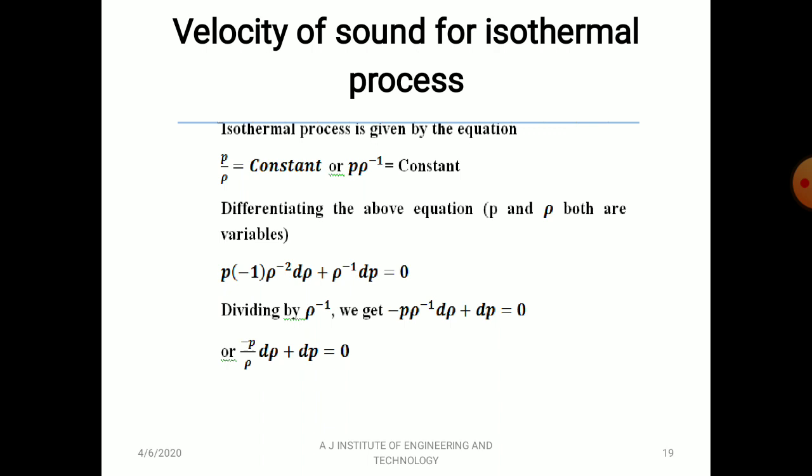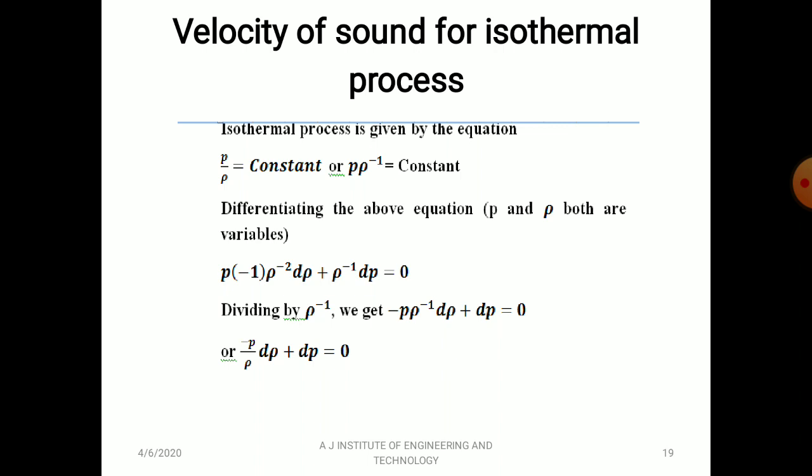Again, it is similar to deriving the expression of velocity of sound in terms of bulk modulus. Just consider P and rho as variables and apply the product rule, considering P as the first term and rho to the power minus 1 as the second term. So P into minus 1 into rho to the power minus 2 into d rho plus rho to the power minus 1 into dp equal to 0.